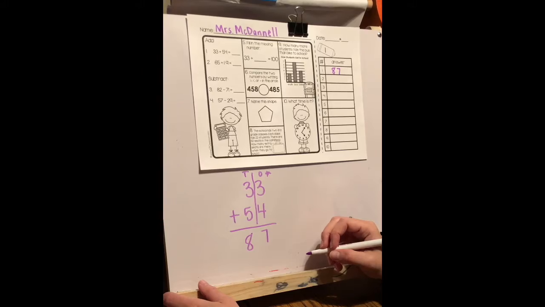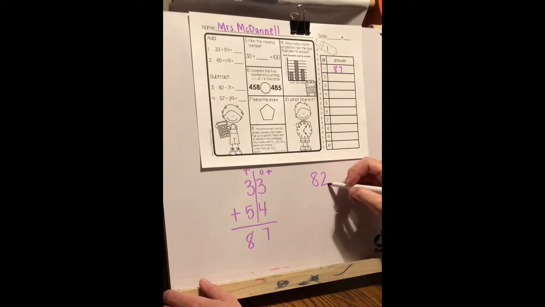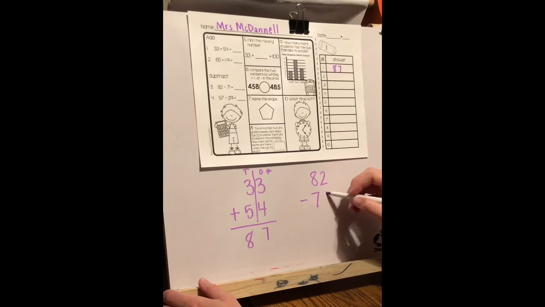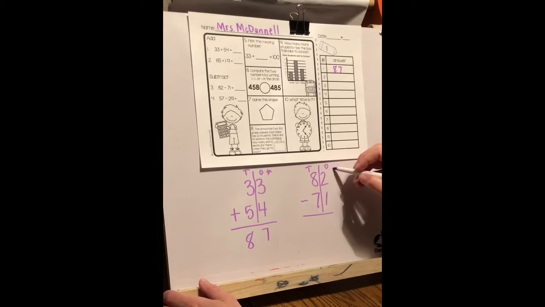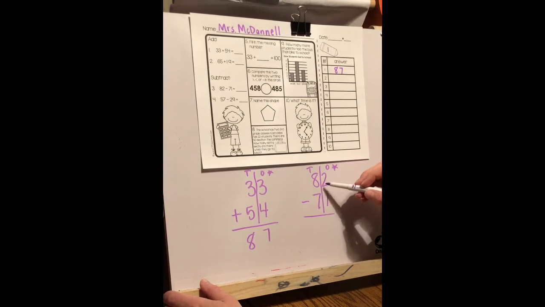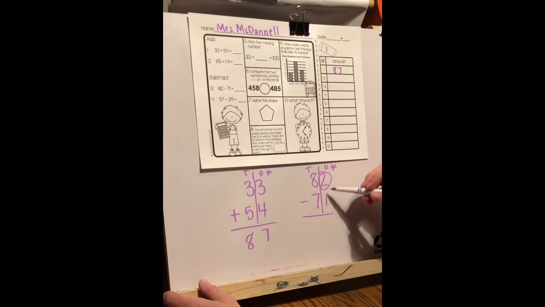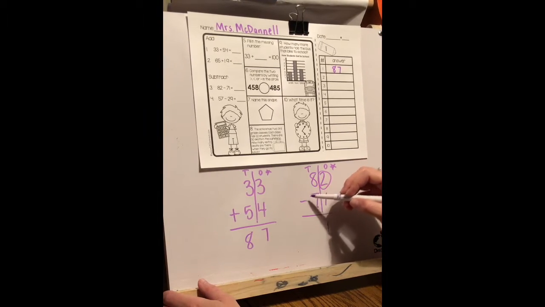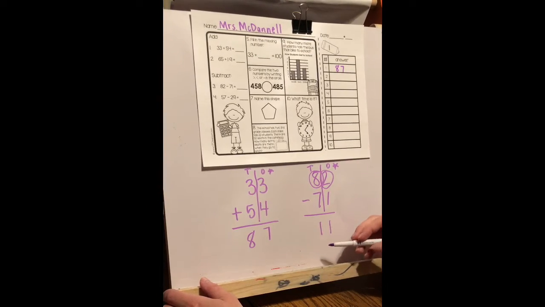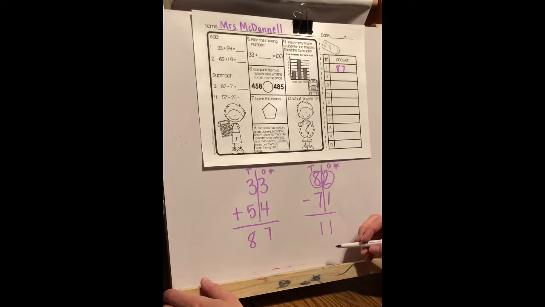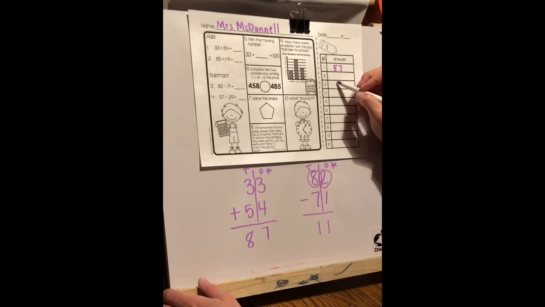Now let's skip down to number 3. It says to subtract, so we're going to do 82 minus 71. Once again, we have tens and ones, so we always start subtracting in the ones column. We have 2 minus 1, bigger numbers on top. So 2 minus 1 is 1, 8 minus 7, bigger numbers on top. 8 minus 7 is 1, so the difference is 11.